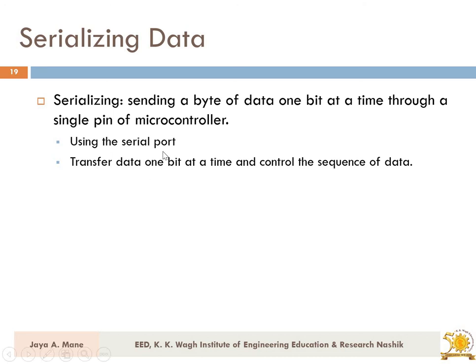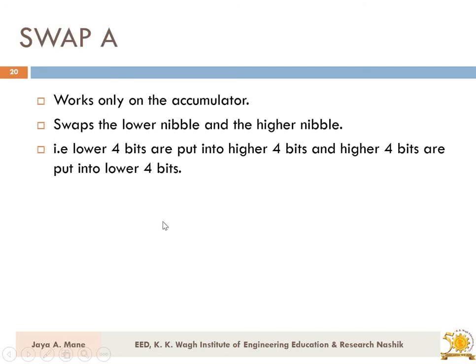That can be done using the serial port, where we are transmitting 1 bit at a time, and when we control the sequence of the data, that is your serializing. And then the last one is the swap instruction, SWAP A. Again it has a restriction that it only works on the accumulator. It swaps the lower nibble and the higher nibble. Suppose you have the number 14 in the accumulator, after performing SWAP A the number in A will be 41. So the lower nibble and the higher nibble got swapped.